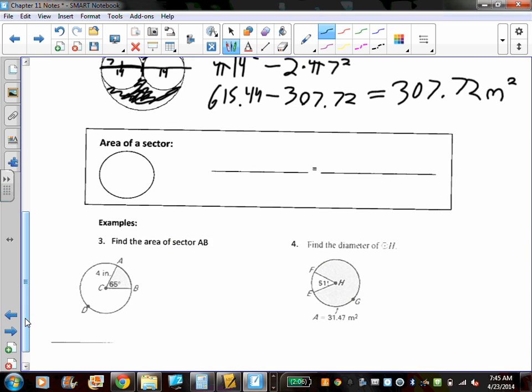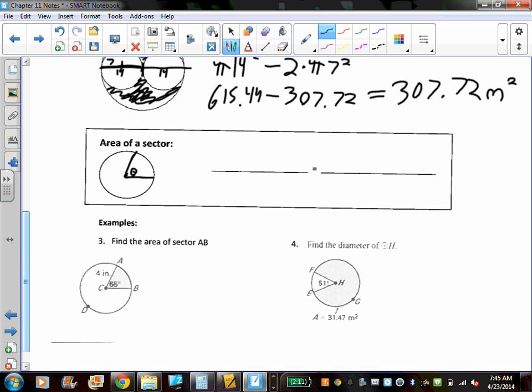Okay, so now we get into the new part for us. What we want now is the area of a sector. And what you probably discovered in the investigation was that basically what you're going to set up is a fraction. What part of the circle are you looking at?